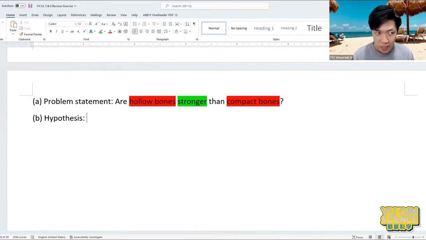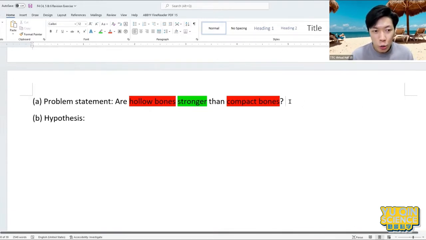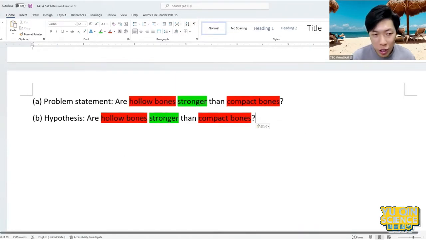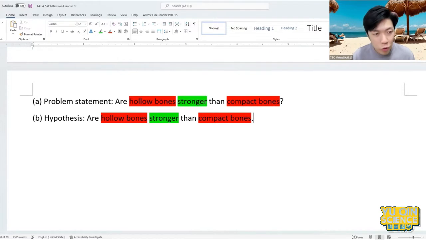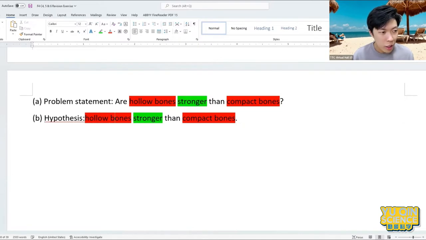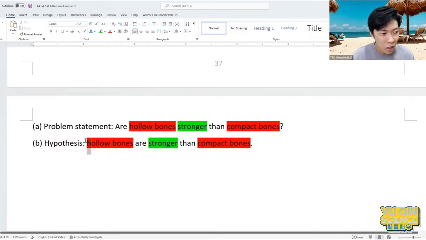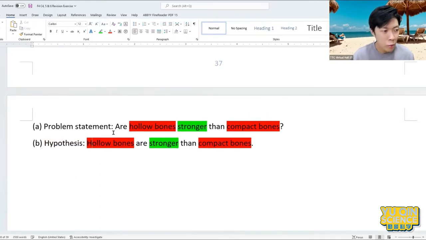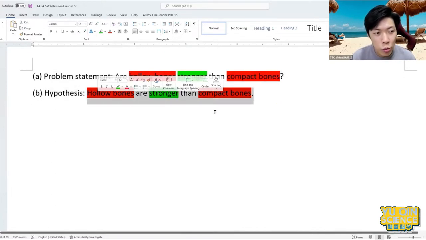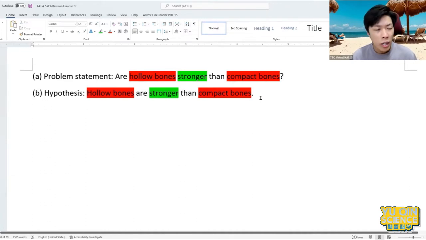So the trick to do this is to copy paste your problem statement and change the last question mark to a full stop. Delete the first word and change it to "here". I just want to show you that your answer for these two is actually copy paste, but just change it to a statement instead, like, okay, I am sure that hollow bones are stronger than compact bone, full stop.